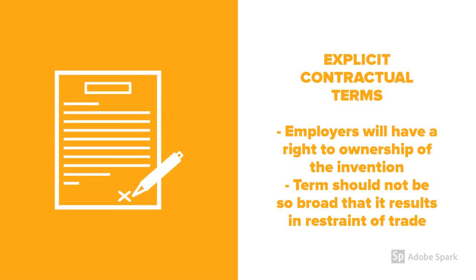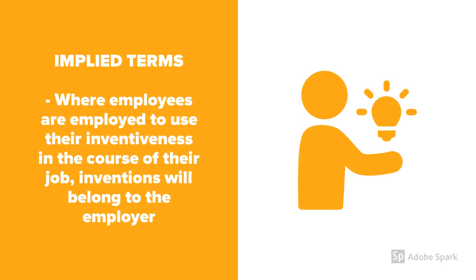Employers have a right to claim ownership of employee inventions when there is an express term in the employment contract. However, this term should not be so broad that it results in a restraint of trade. Employers also have a right to claim ownership of employee inventions through implied terms. This means that where employees are engaged to use their inventiveness in the course of their job, they will be considered to be doing work they are paid to do.